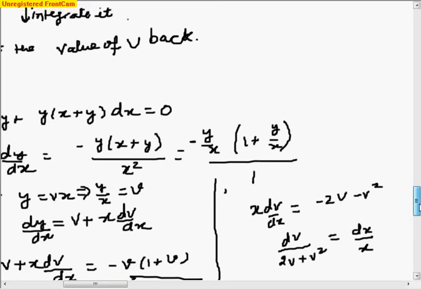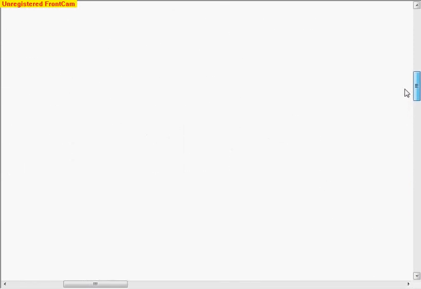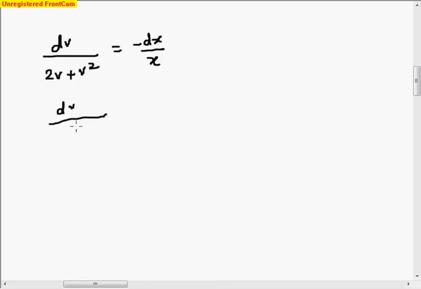How to integrate this thing? Let's do it here. You have this thing, dv upon 2v plus v square is equal to minus dx upon x, right? So this is dv upon (v plus 1) square minus 1 is equal to minus dx upon x.